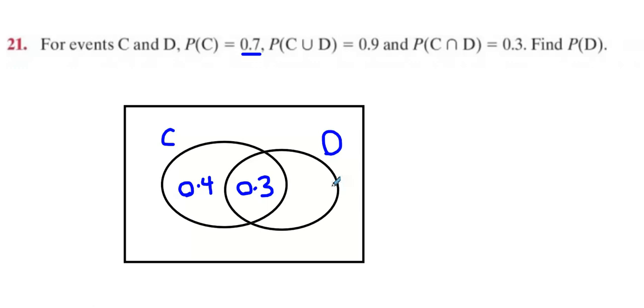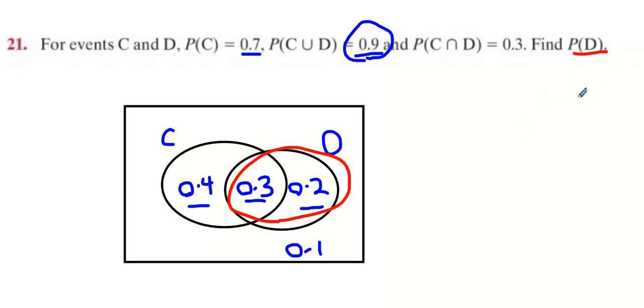How do I know that? And this has to be 0.2. Why? All three of them have to add up to 0.9, and then the outside would be 0.1. And then it just wants what D is. Add the two of them together to get 0.5. So much easier in decimal mode than it was in fractions.